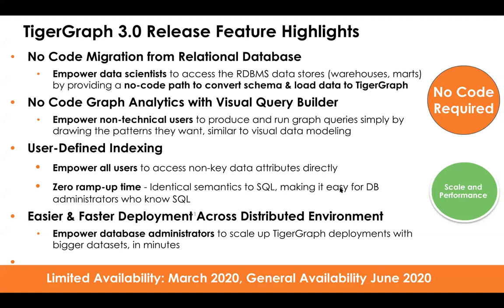One is the no-code migration from relational database. The reason for this is that a lot of our users who come to graph come from a relational background. So they have a notion of a data model that's more tabular in nature, columns and rows. For them to visualize things in graph, it takes time. It takes time to have the mental model switched, where you're talking not in terms of tables, rows and columns, but rather in terms of vertices, edges, and so on and so forth.